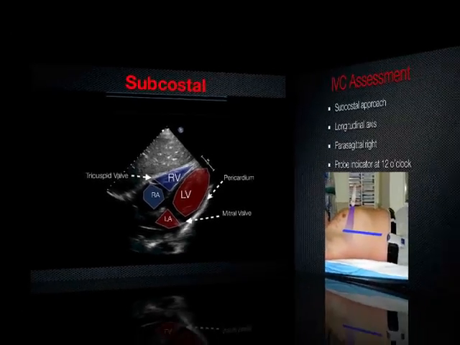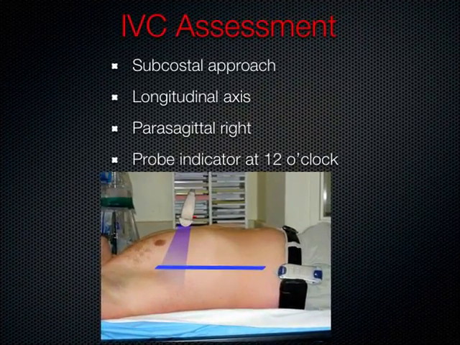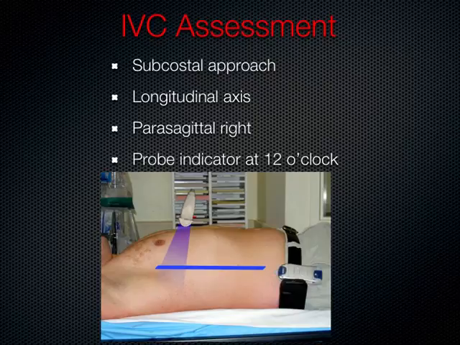You can also see the pericardium pretty easily as well on that subcostal view. And when we're in that subcostal location, it's easy to then rotate the transducer with the indicator going towards the patient's head, or at 12 o'clock, and then we're going to take it from that longitudinal axis. We're just going to go parasagittal to the right.